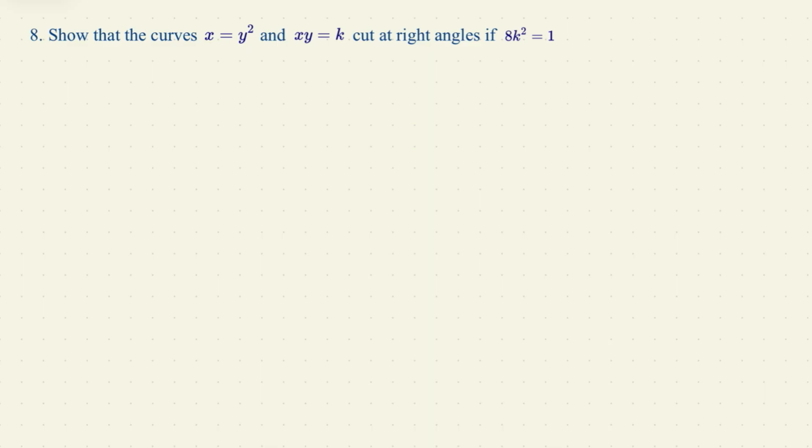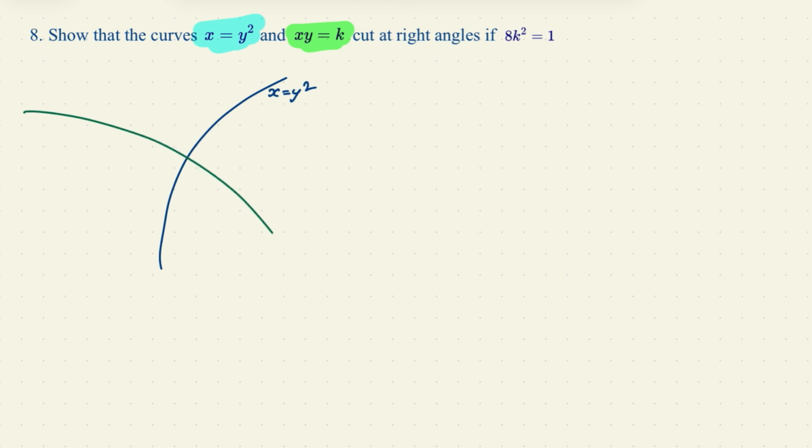Show that the curves x equals y square and xy equals k cut at right angles if 8k square equals 1. So there are two curves given, that is x equals y square and xy equals k. Let this be x equals y square and let this be xy equals k. It is clear from the picture that they are intersecting at this particular point, and let that point be P of x1 comma y1.